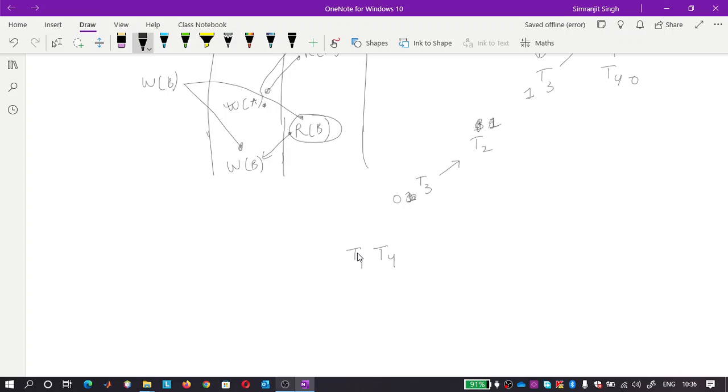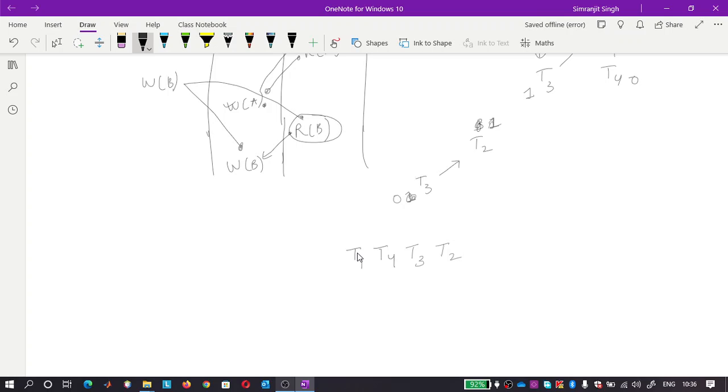The next transaction will be T3 followed by T2. Okay. So this is one way that you can do that. Another way can be, because there are more transactions involved here, so I'll try to do it.